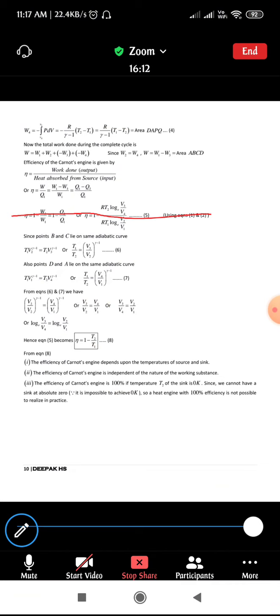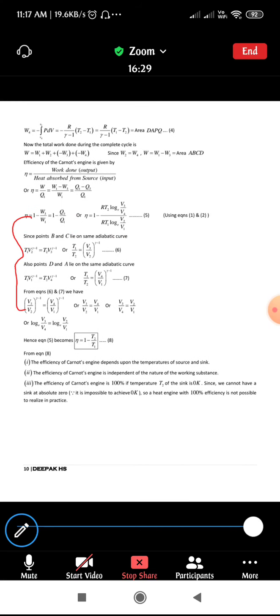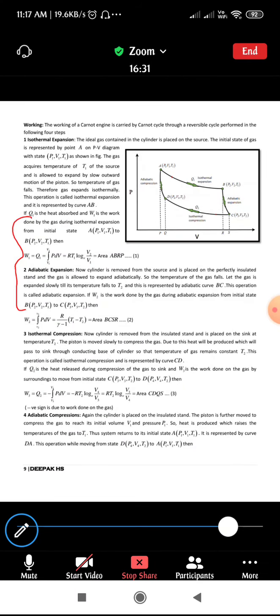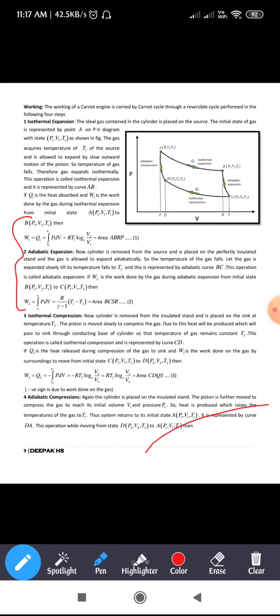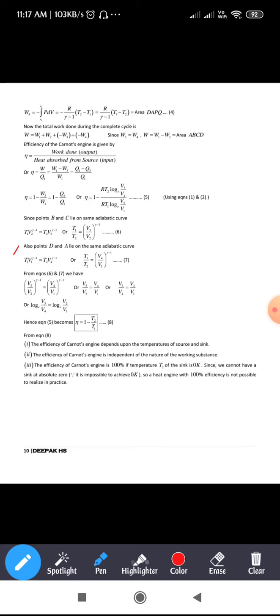Okay, fine. I hope till here it is clear, till equation 5. Next, you can see that points B and C lie on the same adiabatic curve. In the PV diagram, BC represents the adiabatic expansion. Both points B and C lie on the same adiabatic curve, so we have one more equation.